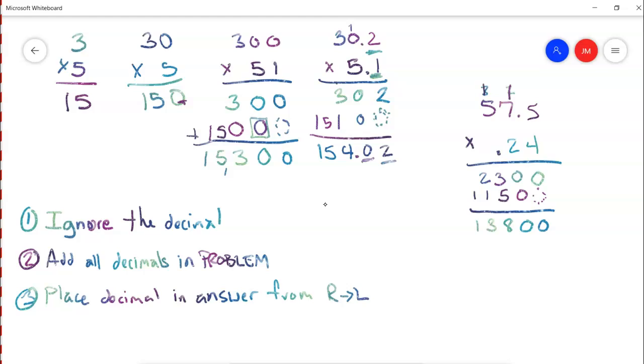And this is where it changes. 57 times less than 1 cannot be 13,000 or 14,000, which is what that almost is. It's going to go down because this is less than 1. So I'm going to do 1, 2, 3 decimals in my problem. 1, 2, 3 decimals in my solution. So my solution is 13.8. Any questions?